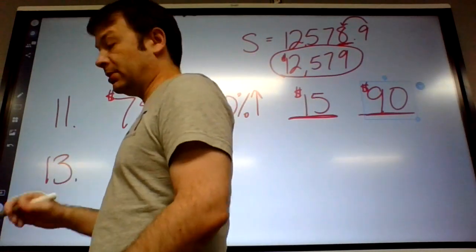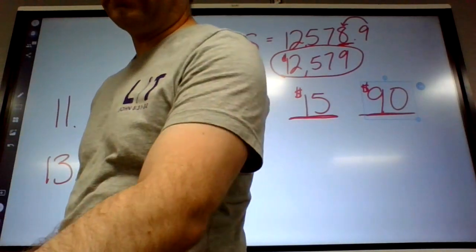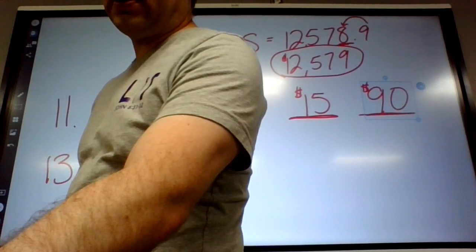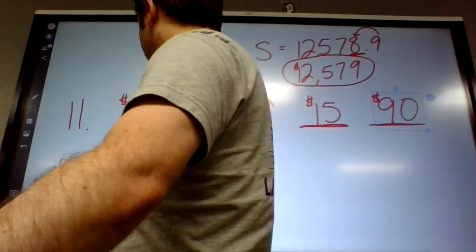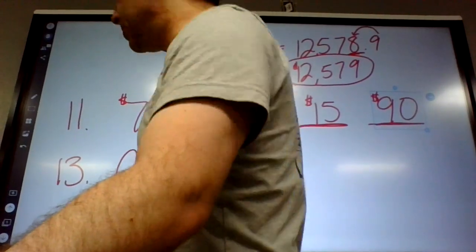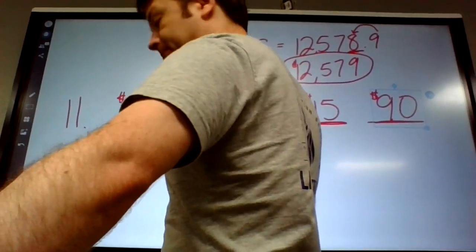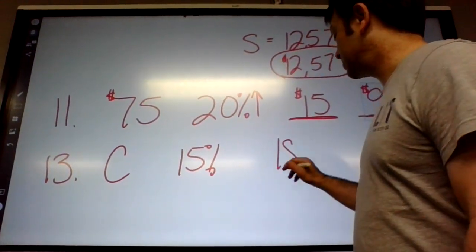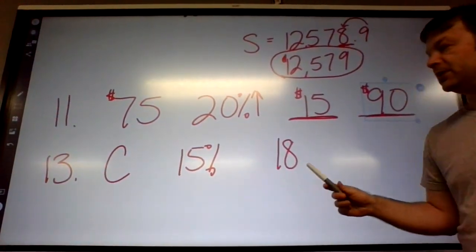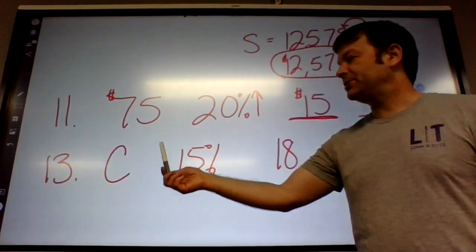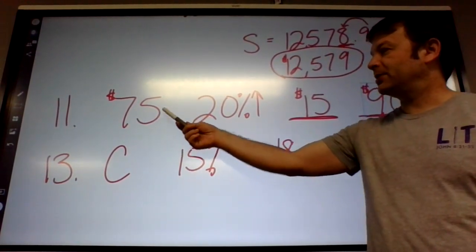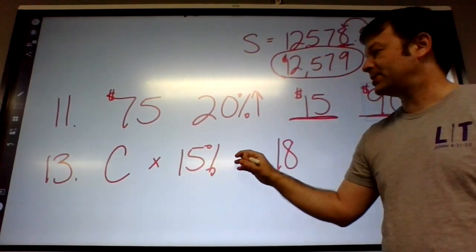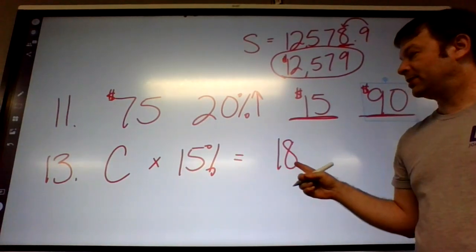All right, number 13. So this time we don't know the cost, so I'll put a C there. We know it's a 15% markup, and it's going to be $18 for the markup. So what was the relationship between these three that I just did up here? Right. The cost times 15% is supposed to give me the markup.